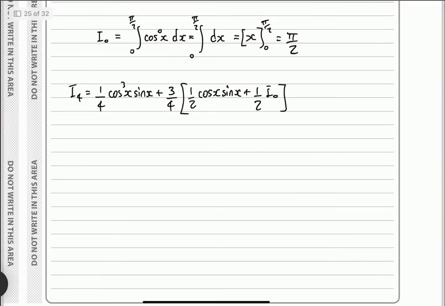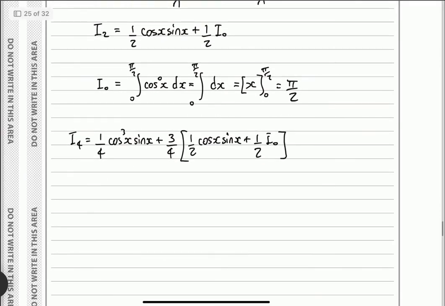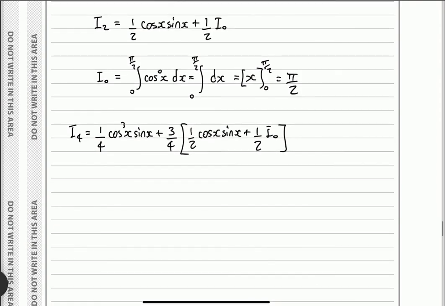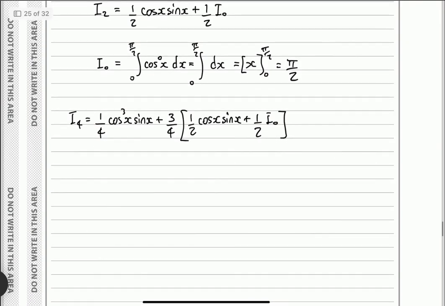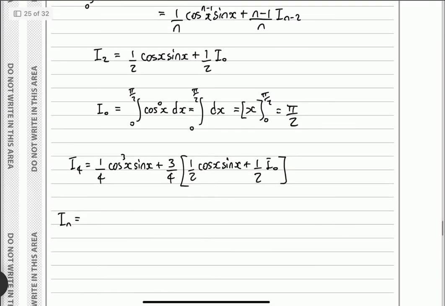I don't like these questions because when it says show, I'm not really sure exactly what steps the examiner is looking for. And there's no point just getting to the solution because the solution is given to you in the question. So let's try I_n. And that's 1 over n cos n minus 1 x sine x plus n minus 1 over n of I_(n minus 2).